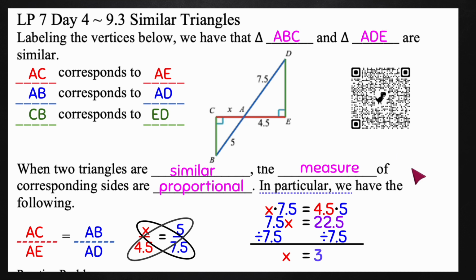All right, so that is using the proportional sides of similar triangles to find a missing side length. I hope that helped, and I'll see you in the next video.